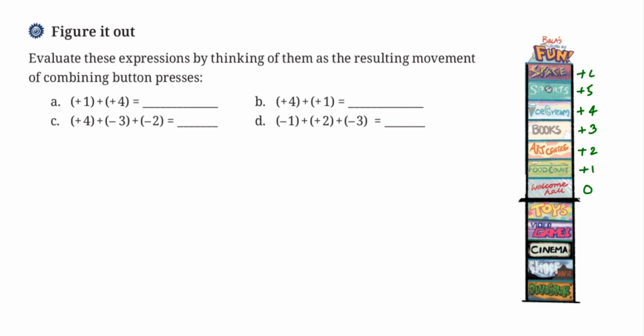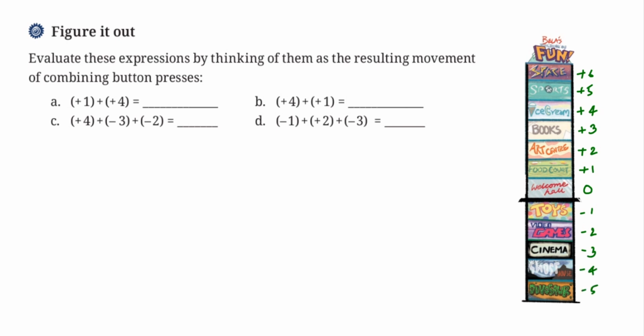Similarly, the floors which are below the ground will be marked with a negative sign because they are below. So toys will be -1 because it's the first floor just below the ground. And then we have video games, which is the second floor below the ground, so -2. Then we have -3, -4 and -5, right?